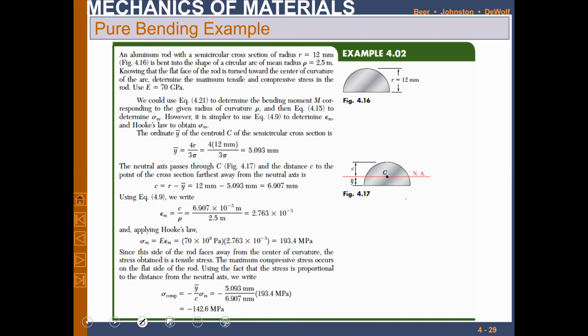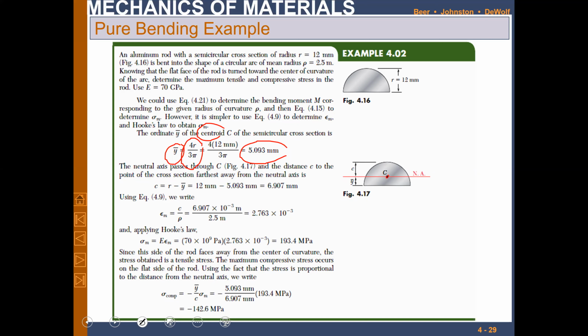So this is the y bar. Y bar is basically the centroid. The centroid of a semicircular shape is given by this expression. This is a standard expression for a semicircular shape to calculate its centroid, right? So it will be 5.093. This will be the centroid of this.